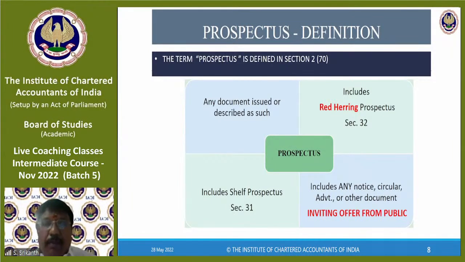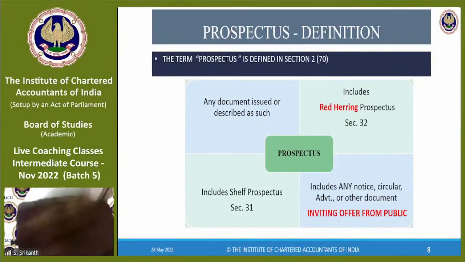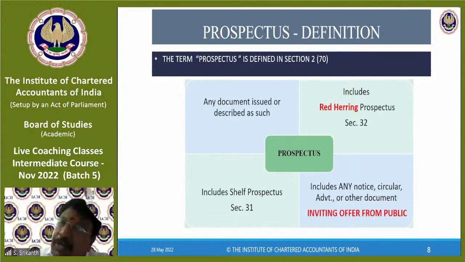Now, the word prospectus includes red herring prospectus. We will talk about it. Today's class, 100% we will talk about red herring prospectus, what it is, etc. Similarly, shelf prospectus. We are going to see 4 types of prospectus later on: deemed prospectus, red herring prospectus, abridged prospectus, shelf prospectus. When I come to 32, 31, etc., I will tell you in detail what it is.